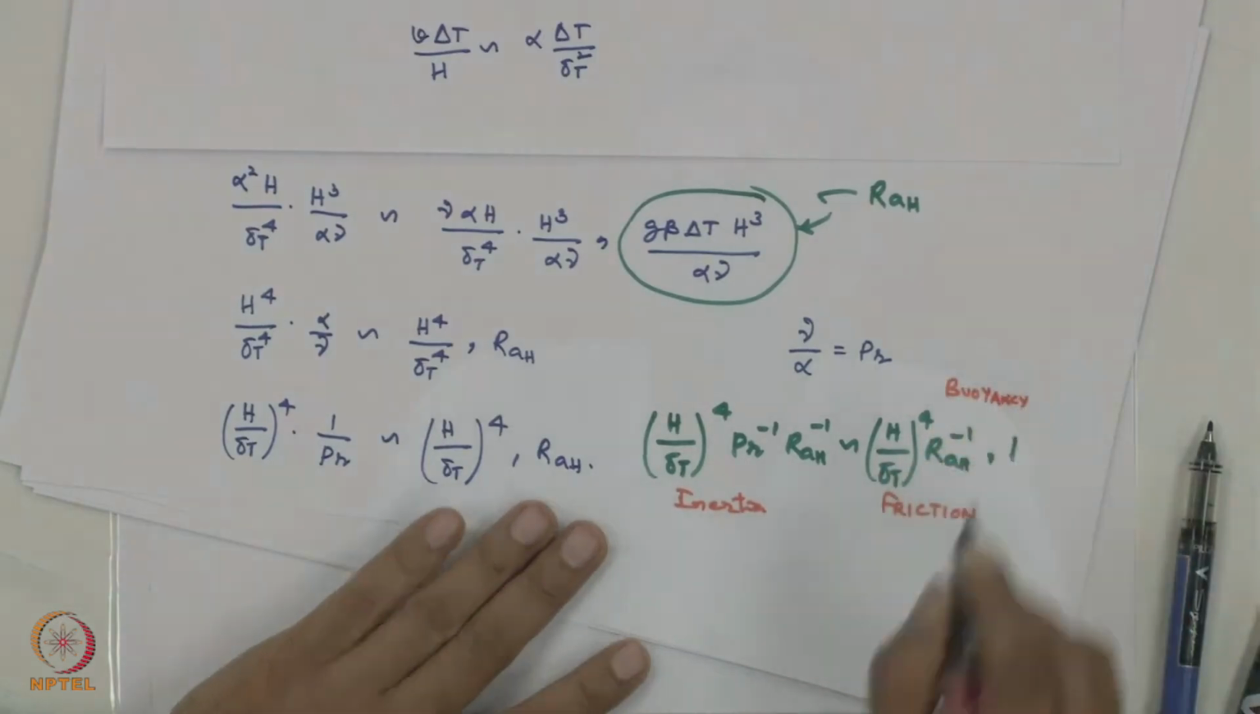So let's stop this module now, and in the next module we will take up further the cases of Prandtl number less than 1 and greater than 1 and how to work it out. Okay, thank you.